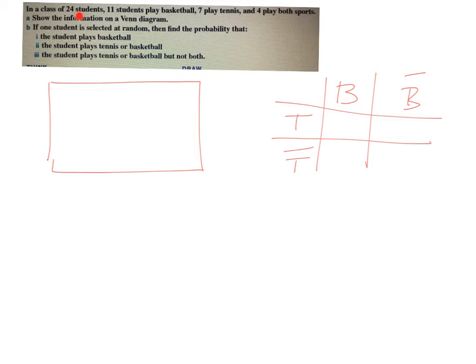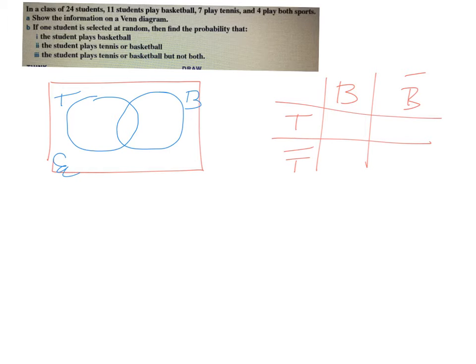So we've got 24 students, 11 of them play basketball, 7 play tennis, 4 play both. So we're told that they play both. We're going to use T for tennis, B for basketball. So we're told some play both, so we're going to have some overlap. So here's one circle, here's the other circle. Of course, if there was 3, we'd have 3 circles. So we've got tennis here, we've got basketball here, we've got the squiggly for everything. Now let's put some numbers in.